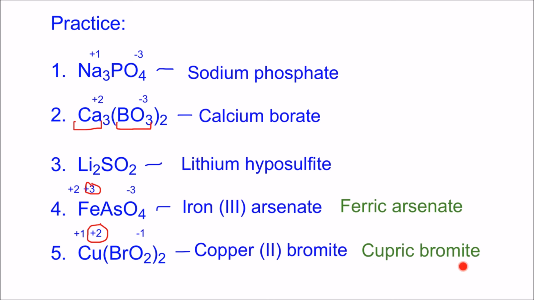Then we need the common name. So we had to come up with the metal ion name for copper +2. So we're going to use the stem of the Latin name for copper, which is cupr, and then the larger oxidation state gets ic, so we have cupric. Then we simply bring over the same name of the polyatomic anion, bromite. So we have cupric bromite.